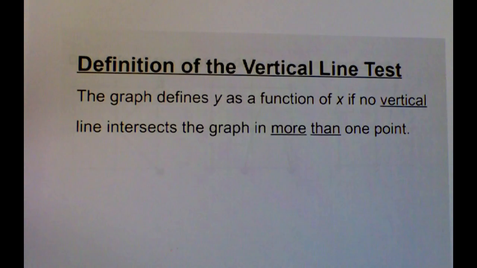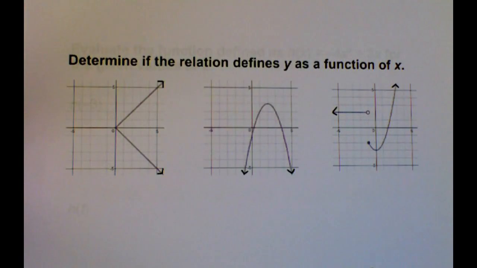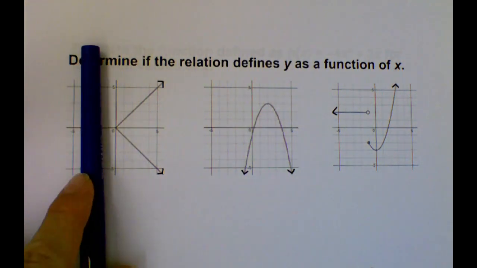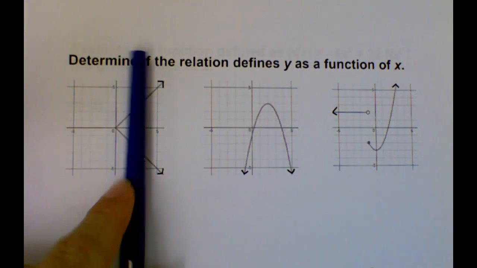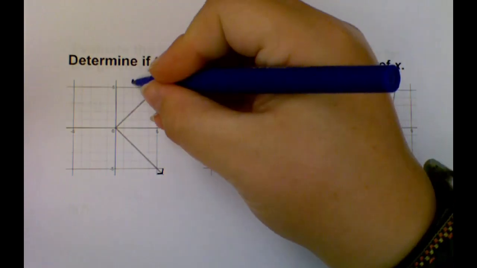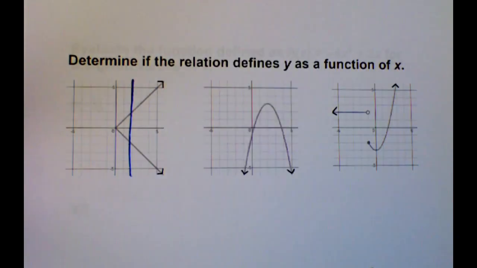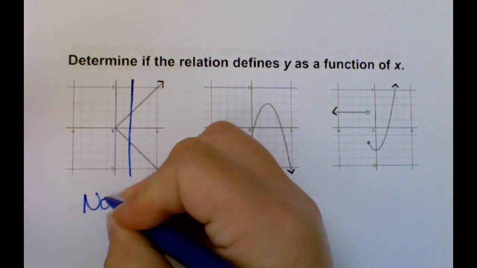Now let's talk about the vertical line test. The graph defines y as a function of x if no vertical line intersects the graph in more than one point. So basically, if I can drag a vertical line across the graph and it only touches the graph one time anywhere, then it is a function. So let's look at these. For my first one, if I take a vertical line, it crosses twice. And all I need is one example of where it crosses twice. It is not a function.